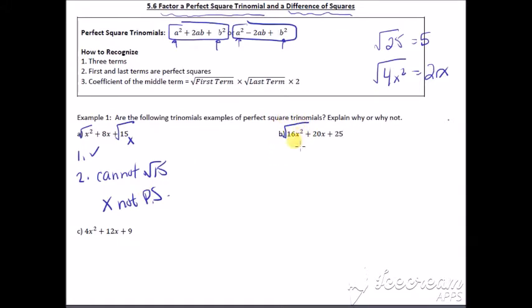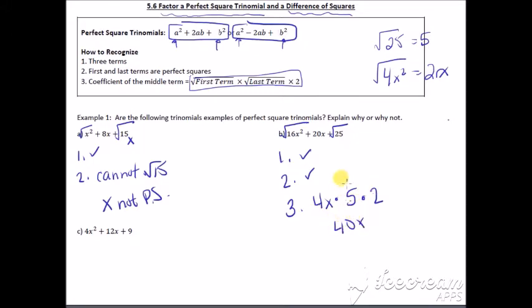Okay, B. Can we root 16x squared? Yes, it'd be 4x. Can we root 25? Yes, it'd be 5. And sorry, number 1, there are 3 terms. Okay, so let's check this. The root of the first term, so we're going to kind of sub it into this and check if this is correct. The root of the first term would be 4x. The root of the last term would be 5, and then times 2. This would be 40x. Well, that's not times 2, that's just 20x. So not a perfect square.